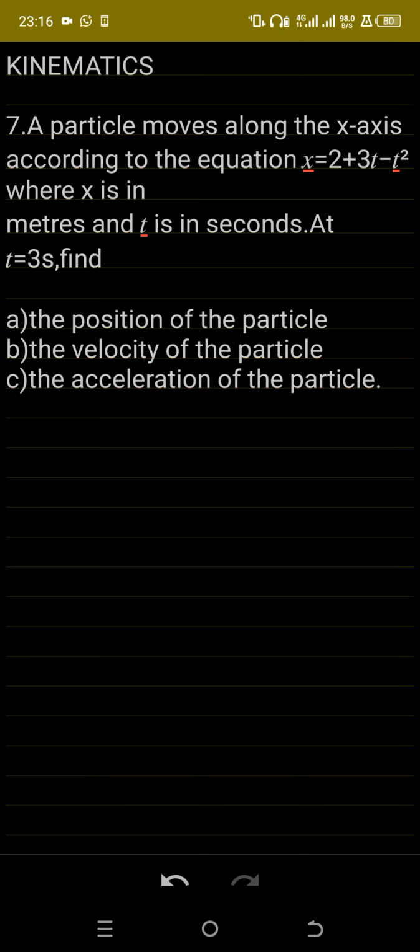If there is something we need to take note of, it is that the position of a particle is just x. So x is the position of the particle. We will have to plug in t equals 3 in all places where we have t. We substitute 3 where there is t, so let's do that to find the position of the particle. Remember it is in meters, so we'll also have to include the units.